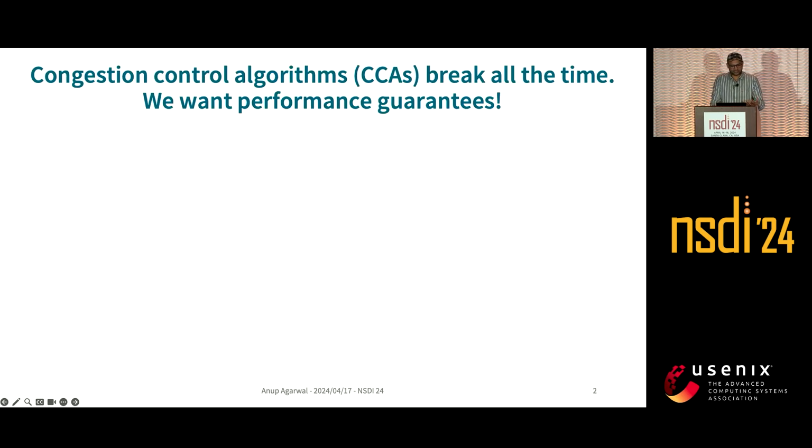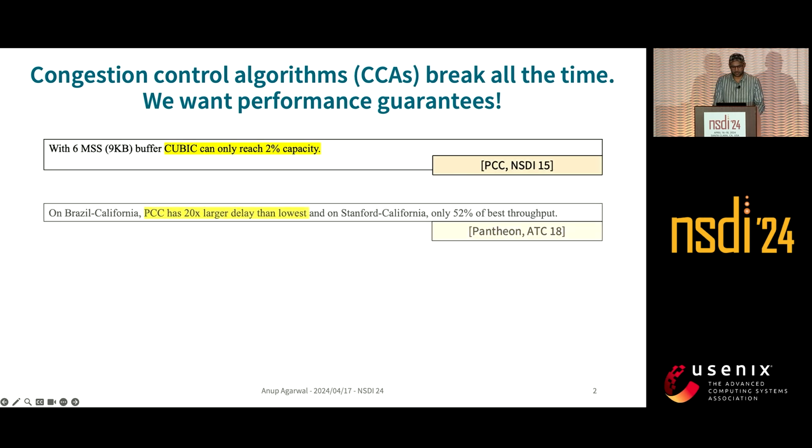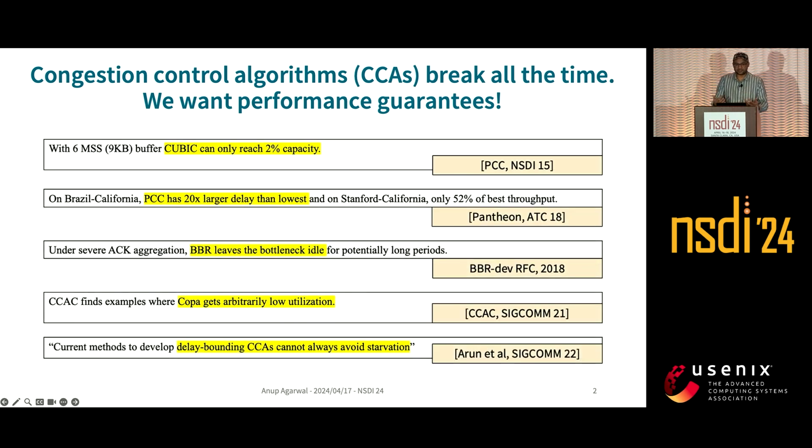Over the past few decades, our community has invented tons of congestion control algorithms, or CCAs in short. Each one of them identifies when prior algorithms fail and proposes new ideas to resolve the issues. In this work, we take a step back and ask, what will it take to put an end to this never-ending cycle and build congestion control algorithms that don't break in surprising ways?